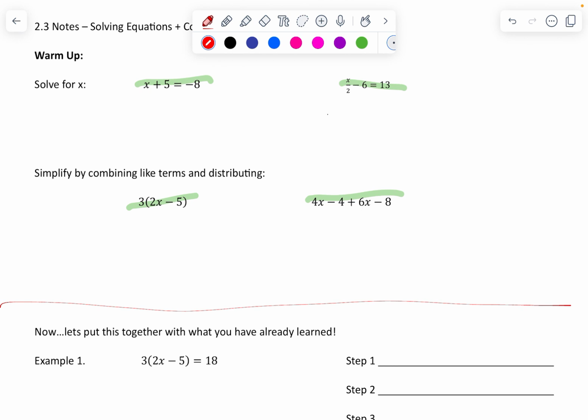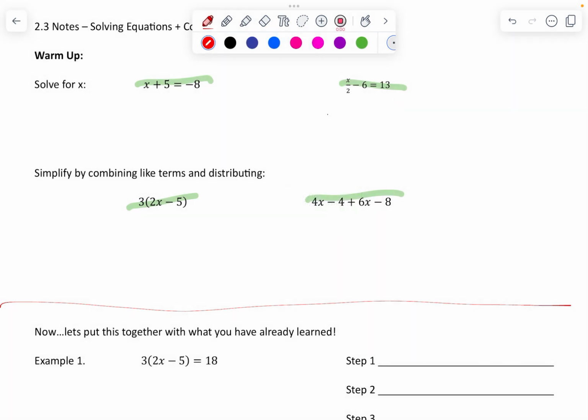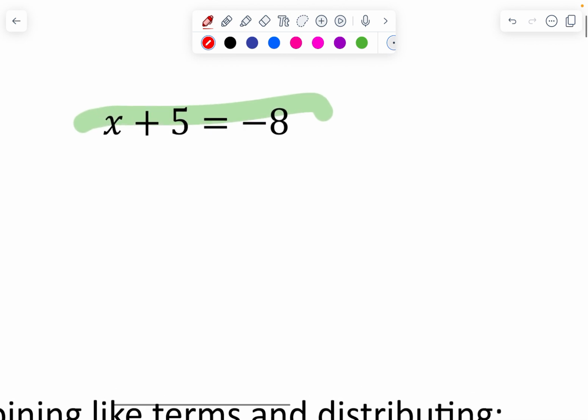Because what we'll do up here will help us with the stuff below, okay? So go ahead and pause the video, try the first 4, and then play it again. So hopefully you've gotten a chance to try these.